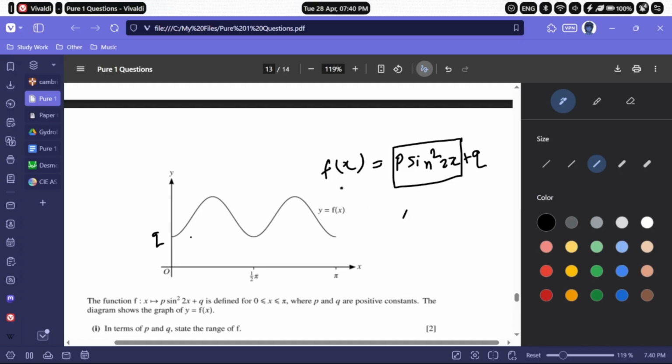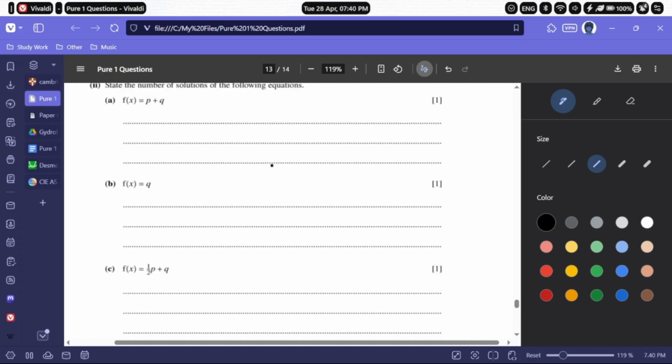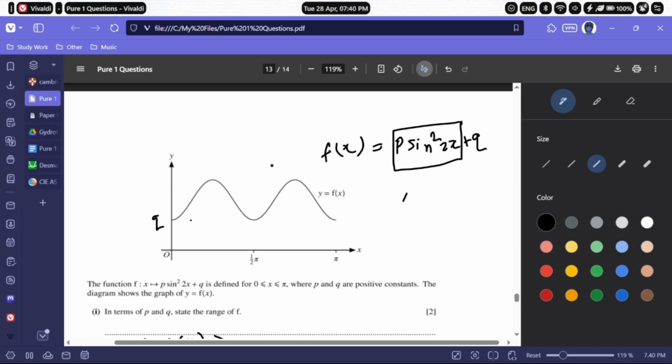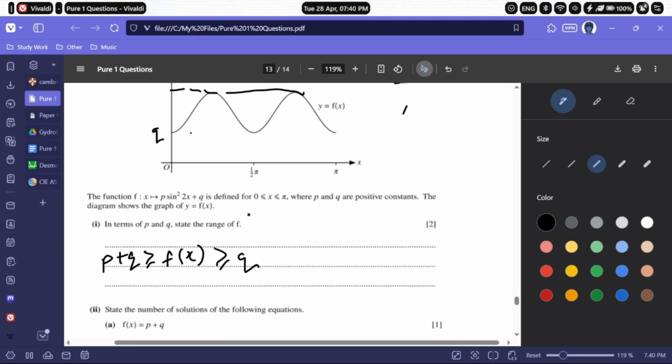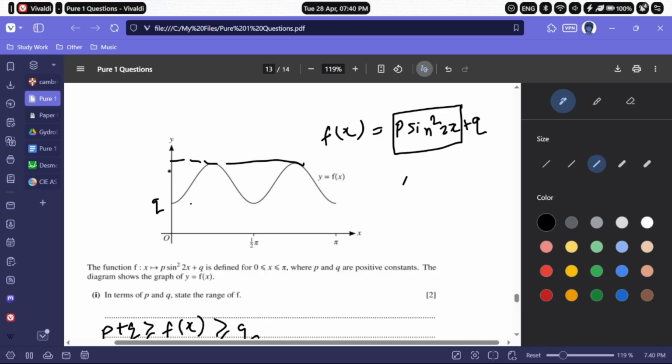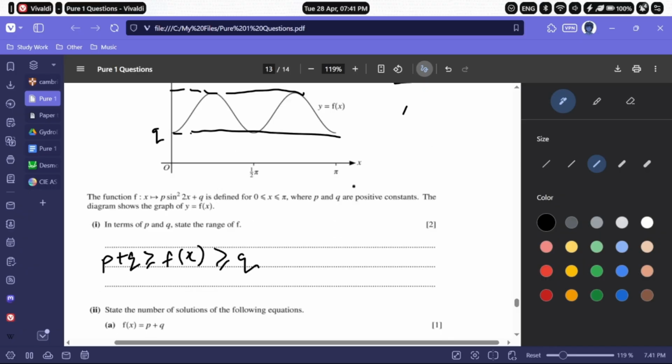Let me just finish this real quick. Now state the number of solutions of the following equations. So when y is p plus q, that's just the maxima, right? So just make a line over here. You have two intersections. That's the answer. Next, you have when y is equal to q. That would be over here, which is 3.